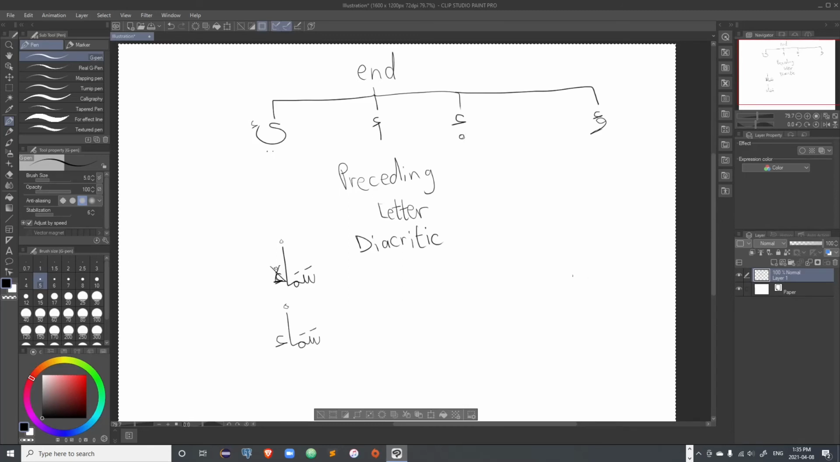Let us take an example for the other forms. Let us say the word yajru. Yajru is the conjugated form for the verb to dare. So yajru means he dares.